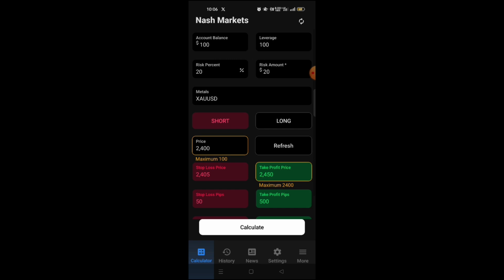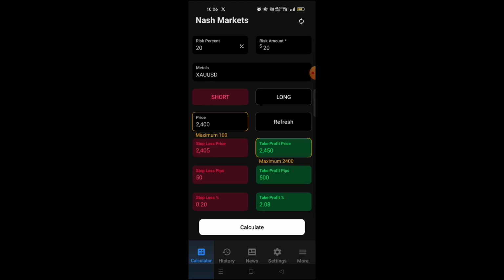You press short if you are selling, you press long if you are buying, so that you won't make mistakes. So you need to be clear about that part too. Am I buying? Am I selling? Do you get? So I want to risk $20 on this trade now. It will already show you that you are risking 50 pips for 500 pips. You see everything here.